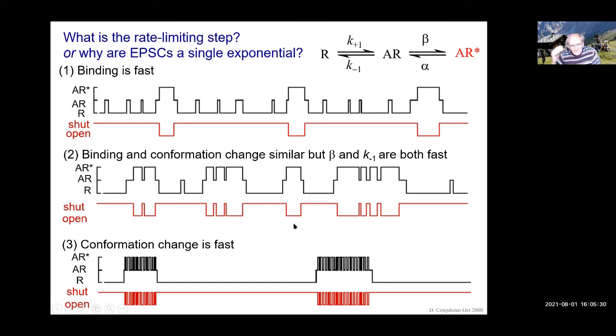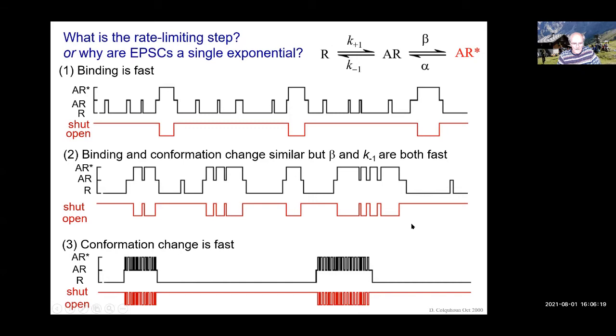So you can see this predicts that openings will occur in bursts of openings separated by rather short shut times. Those shut times being sojourns in this intermediate state. And this, in fact, is very like what one sees, because it's very frequent for the openings to be interrupted by short shuttings. In fact, you shouldn't really regard it as a single opening being interrupted by short shuttings. You should regard it as an opening followed by a short shutting, followed by a new opening.